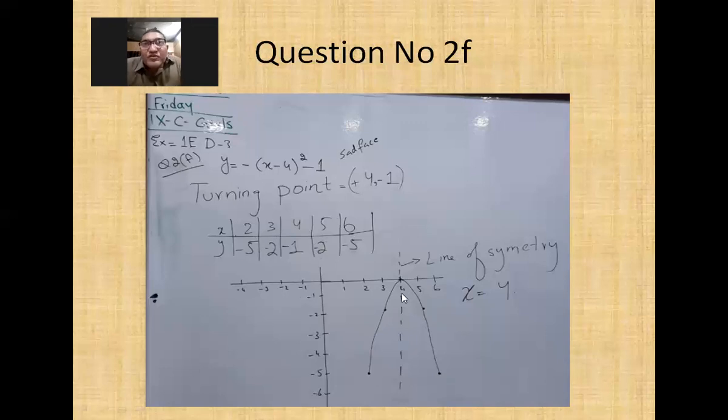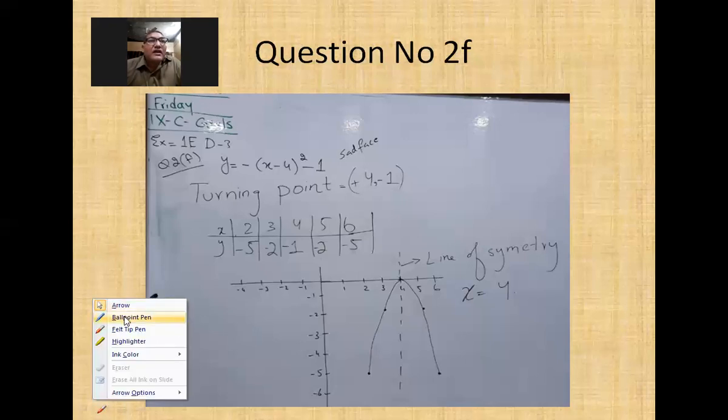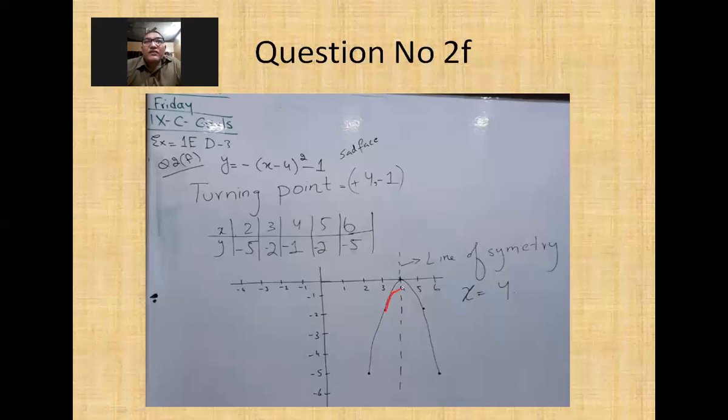This point is supposed to be (4, -1). It is supposed to be here. This dot should not be here. It should be here. And then you join them like this. Let me see, I can find a felt pen. So it should be passing through here. So it should be like this. That point is this one. This point (4, -1). So this is your parabola.